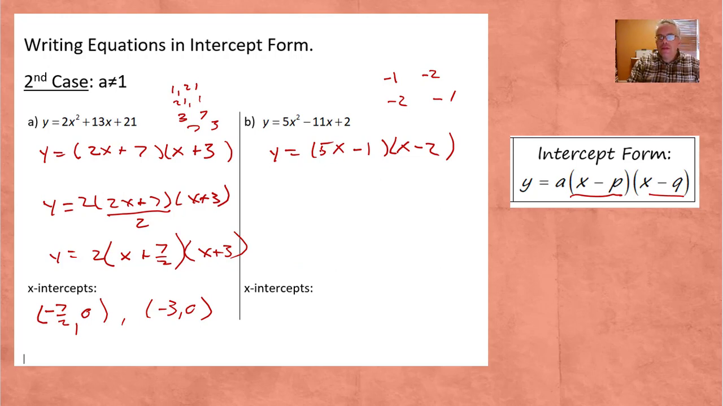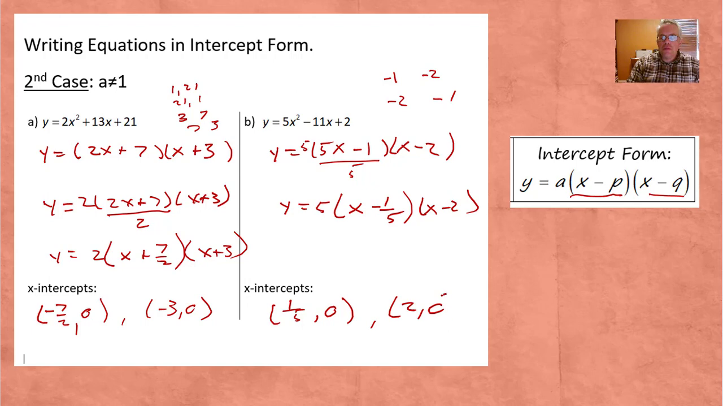We need to factor this 5 out of 5x minus 1. So we're going to divide that by 5 and multiply by 5 in front. We're pulling 5 out. So this would be 5x divided by 5 is x minus 1/5 times x minus 2. I think this is the only kind of new thing. We've seen factoring many times. All right, so the x-intercepts would be 1/5 comma 0, and the other one would be 2 comma 0.